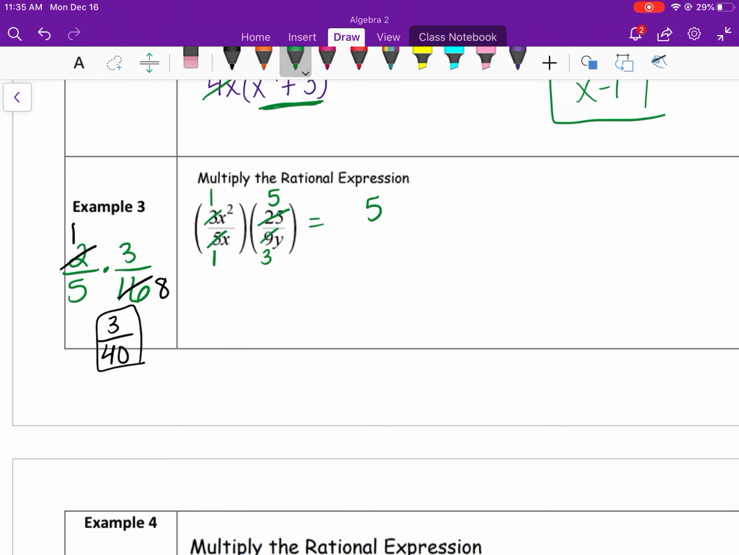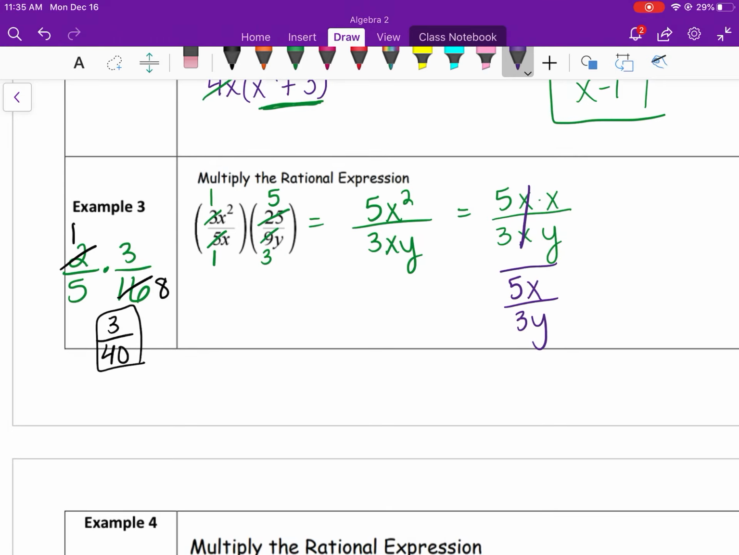So 1 times 5 on the top is 5 times x squared. And then on the bottom I have 1 times 3 is 3, then x times y. It does simplify one more time because x squared is x times x. And then you have 3 times x times y. So you can take out one more x. So final answer would be 5x over 3y.